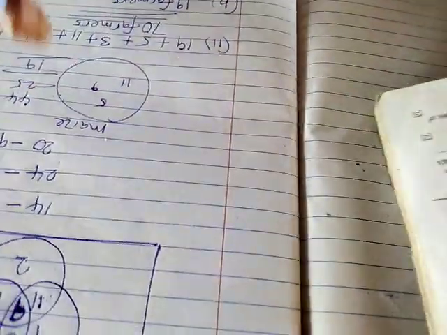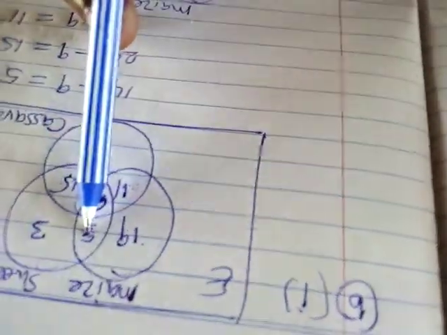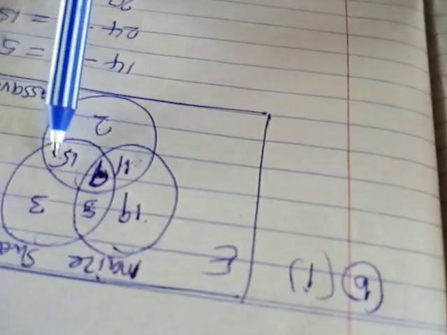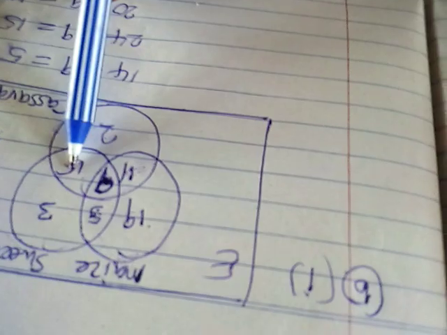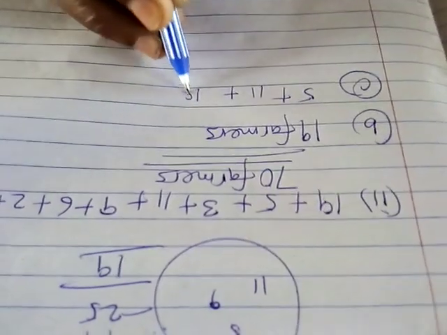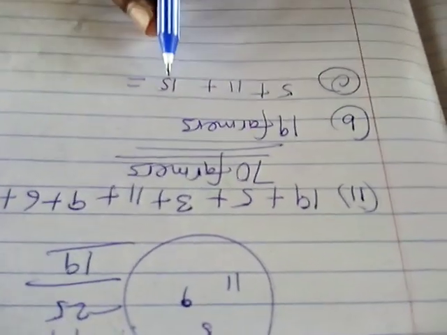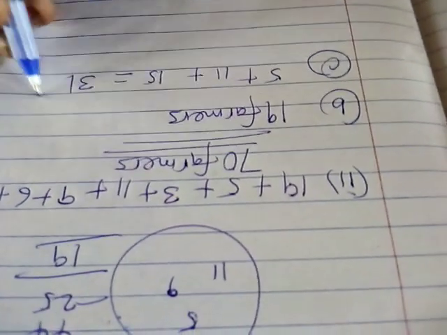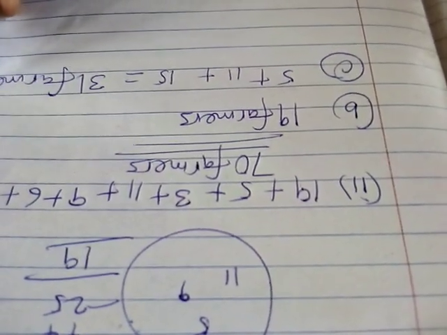How many farmers planted 2 different crops? Those who planted 2 different crops are the farmers that lie in the intersections: 5, 11 and 15. You add 5 plus 15 plus 11, that is 31. So the total number of farmers is 31 farmers.